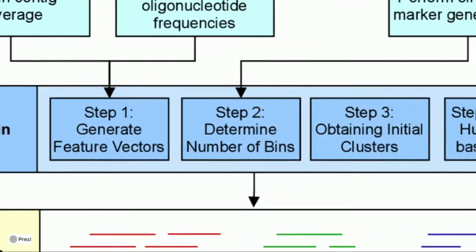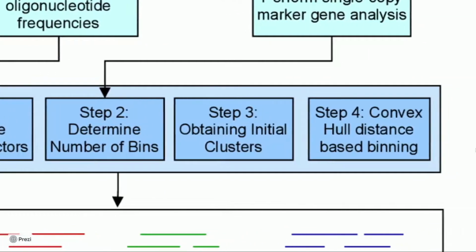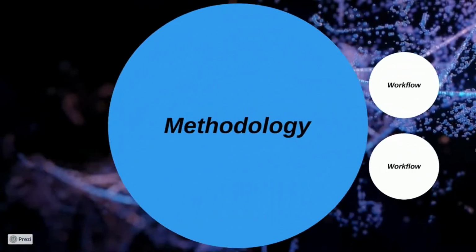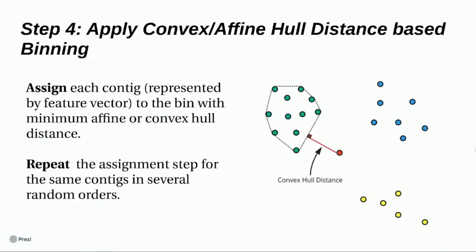Then, the number of bins are identified. For this, we use single copy marker gene analysis. In the third step, the initial clusters are obtained. This is done via an algorithmic procedure which uses information from the second step. In the fourth and final step, we apply the modified version of Sevicalp's algorithm to perform binning.